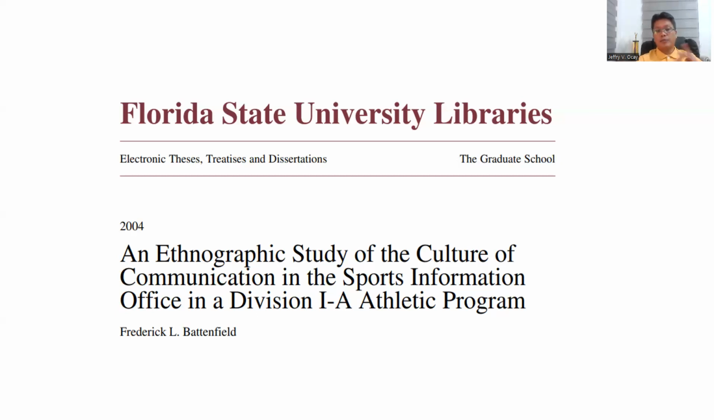And then the respondents, or the subjects, the sports information office in the Division 1A athletic program. It's just that I don't know where the study is being conducted. But lastly, it's very clear, or the title clearly articulates, the method used in gathering the data.